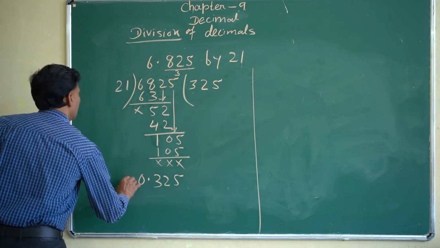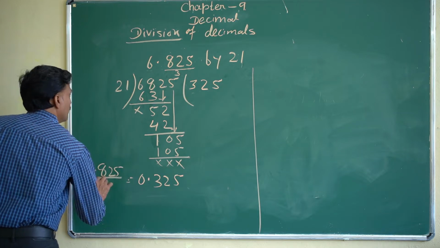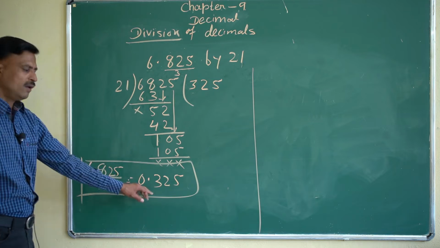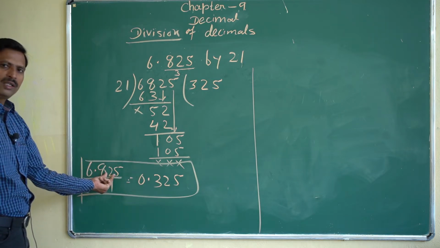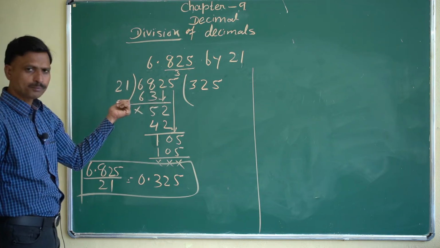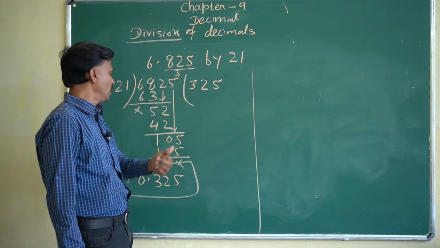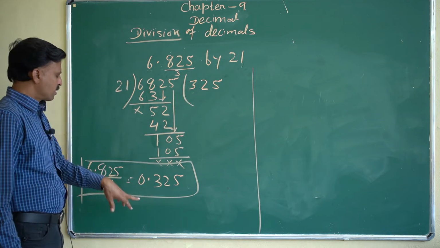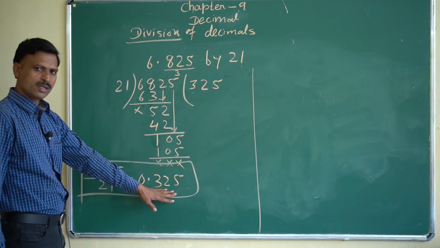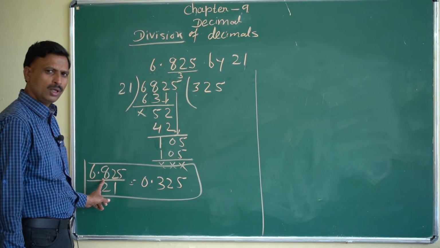0.325. When we divide 6.825 by 21, the answer will be 0.325. Why? Because after the decimal here there were 3 digits. When dividing 6825 by 21, we get 325, which means the decimal will come before 325, so 3 digits, 0.325. Got it? Any doubt or confusion? No, right.